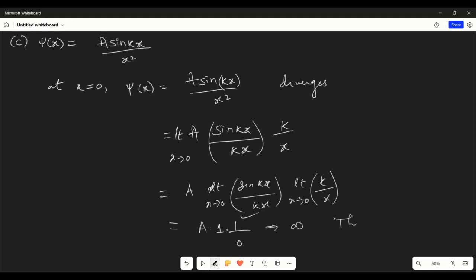The function psi(x) is not finite. It doesn't have a finite value at x equals 0. So it is not a valid wave function.